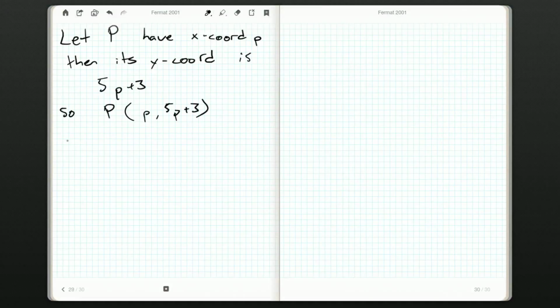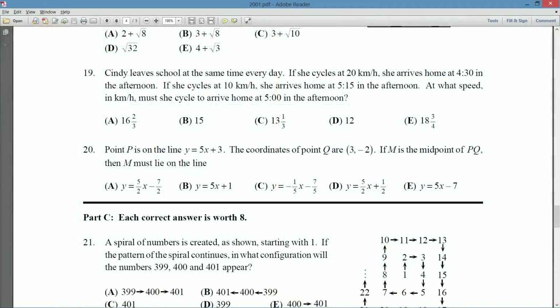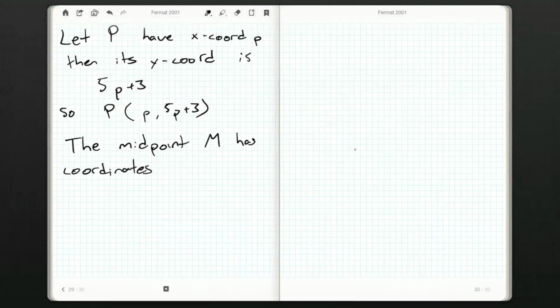So now, if I want to determine the coordinates of the midpoint between P and Q, all I have to do is average the coordinates of P and Q. So to find the x-coordinate of M, I average the x-coordinate of P and Q. Well, P has x-coordinate p, and Q has x-coordinate 3, so I would average them: p plus 3 over 2.